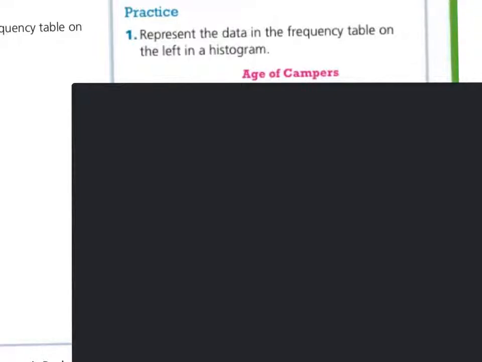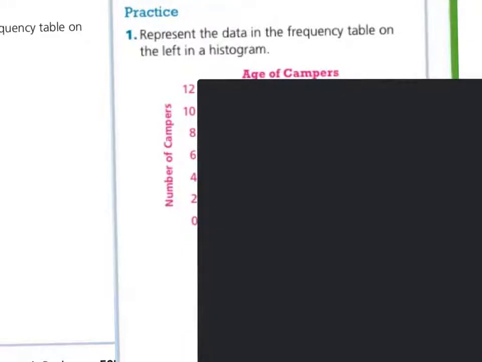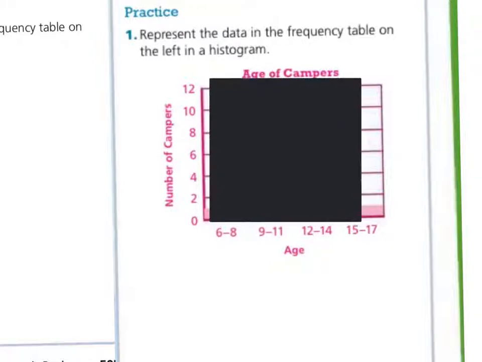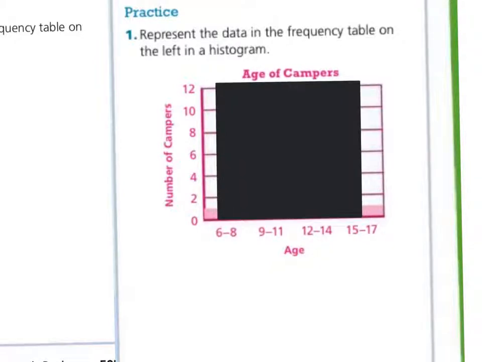We can go past that a little bit if you want. So if you want to go by 2s, and then you can have the in between, means it was in between there, it was an odd number. That's fine. Okay, so number of campers over here, or frequency if you want to call it that. And then at the bottom we are going to put the ages. So age ranges, we're going from 6 to 8, 9 to 11, 12 to 14, and 15 to 17.